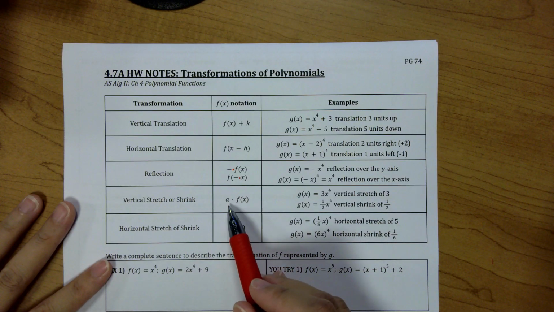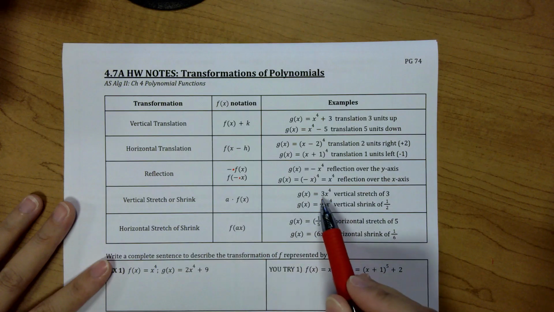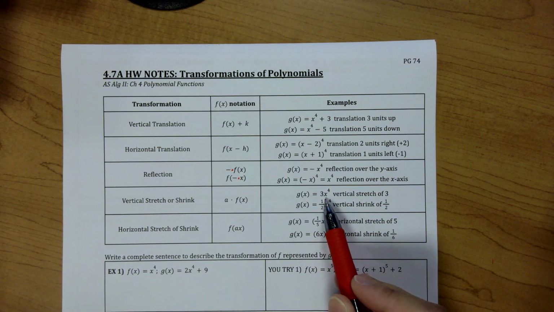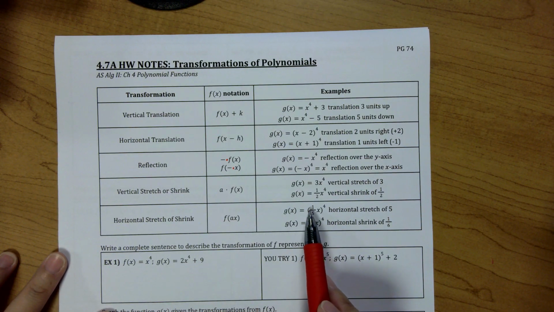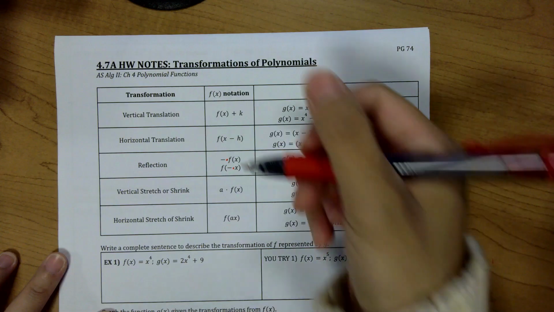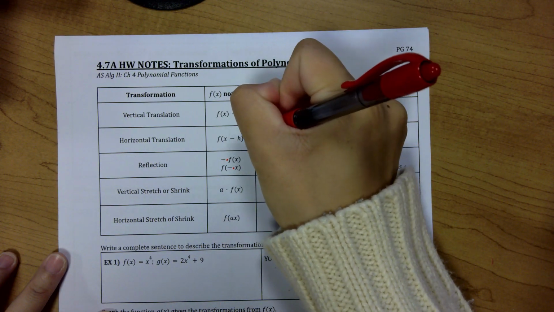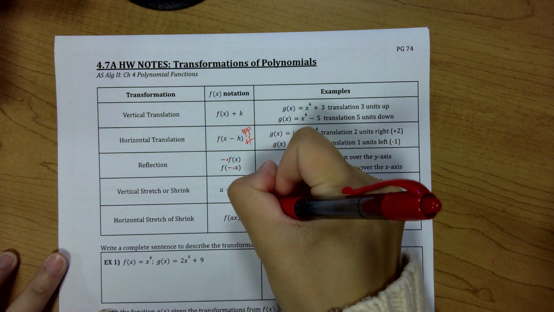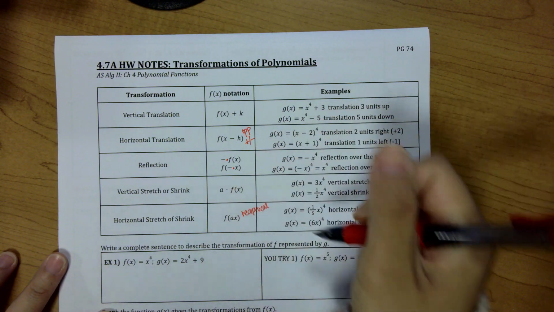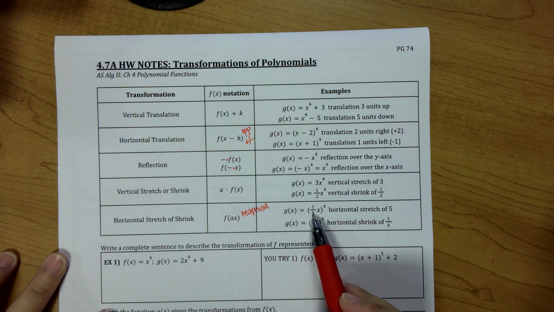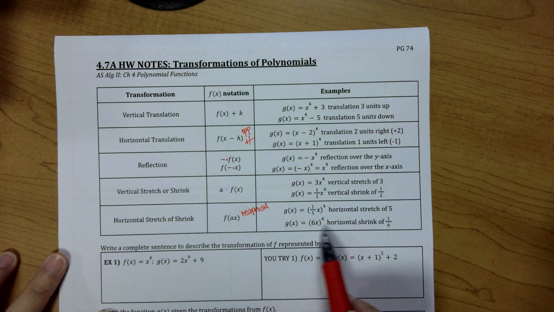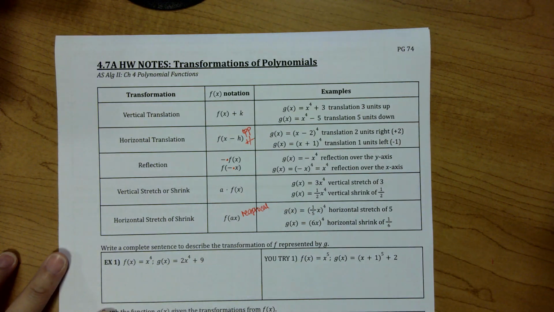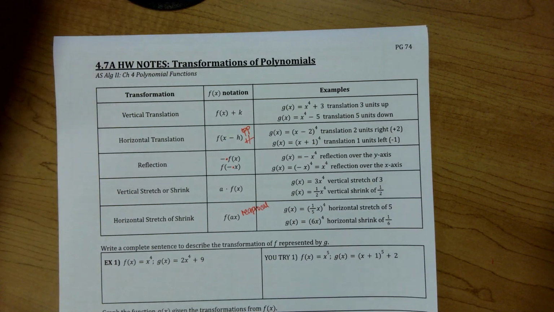Vertical stretches are multiplying the entire function in front. There are no parentheses in this one, or it would be outside. Shrinks are fractions. And horizontal stretches and shrinks, please remember that it's the reciprocal. Okay, so this one I'm going to write opposite, positive, negative, and this one is reciprocal. So if it looks like a fraction, you have to take the reciprocal of 1 over 5, which is 5 over 1, which is a stretch. 6 becomes 1 over 6, which is a shrink. Okay, so let's get started.